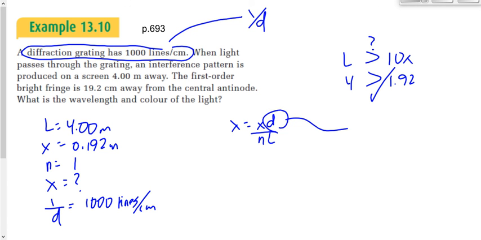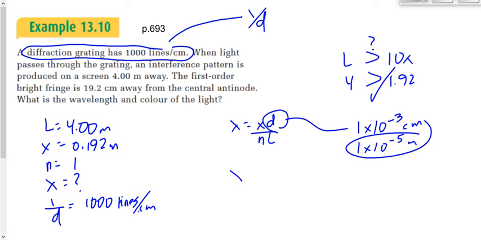What's D? Yep, flip it over, right? 1 over 1,000, so 1 times 10 to the minus 3 units. Lines per centimeter becomes centimeters. So we got to change that to meters. 1 times 10 to the minus 5 meters. Does that make sense? Get it in centimeters, then convert it to meters.